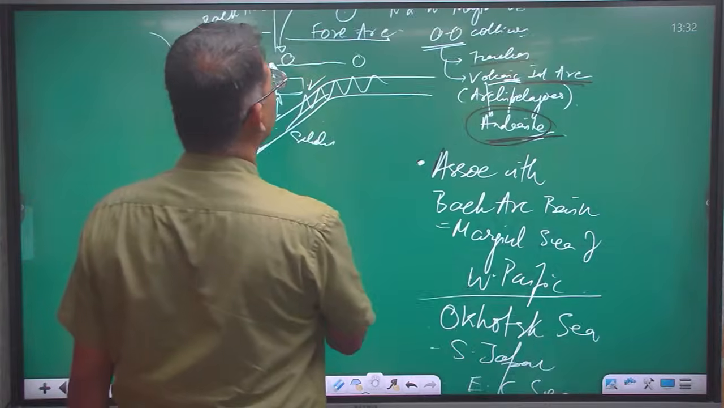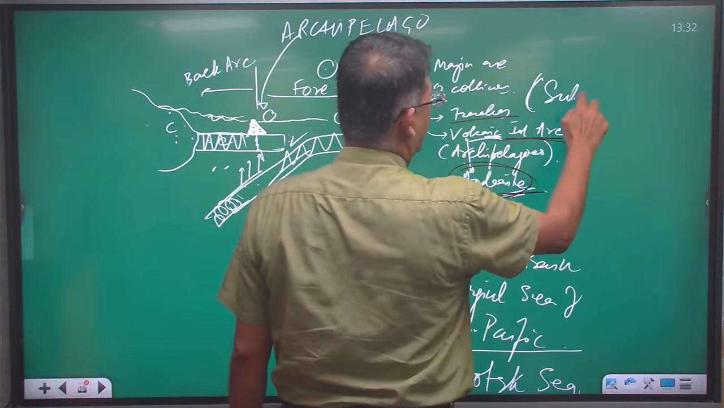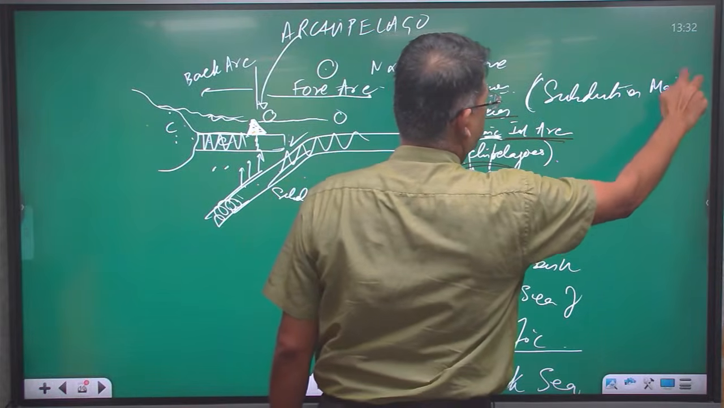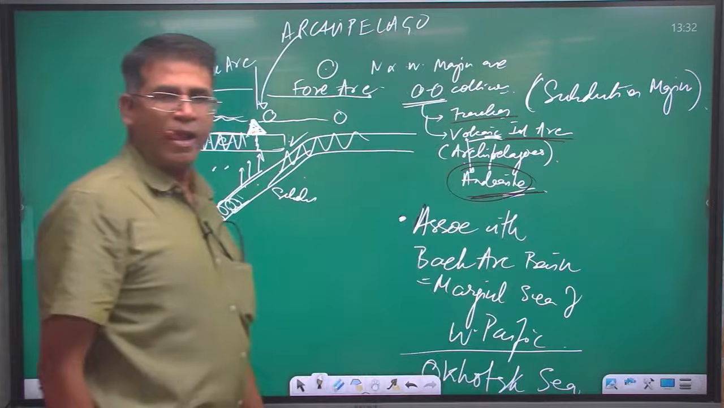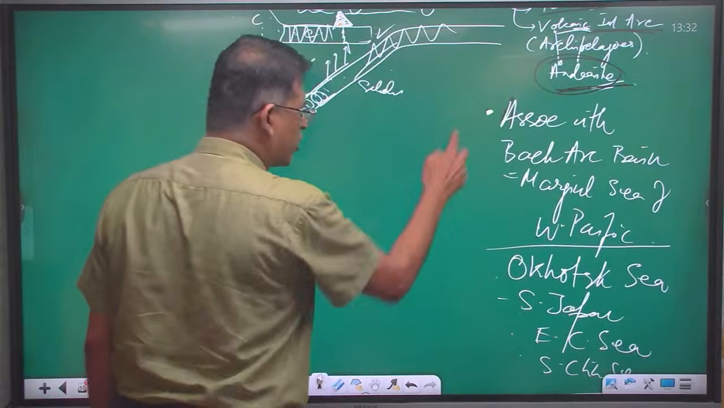Oh, collision. So I forgot to mention trenches. What are trenches? These are subduction margins. Subduction margins, okay, or trenches. So what are the names of trenches? You keep jotting these points down.